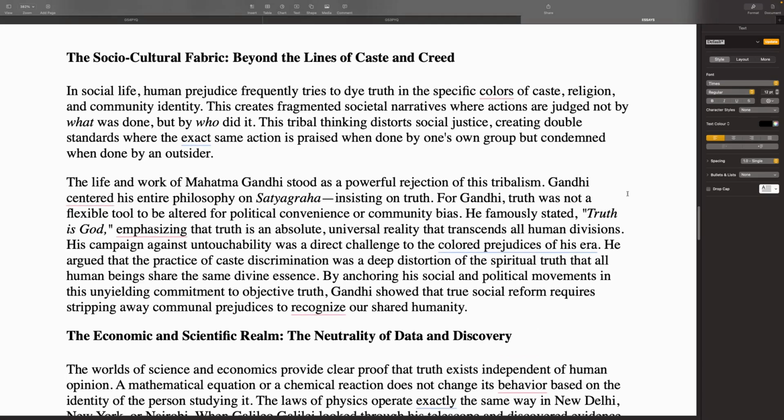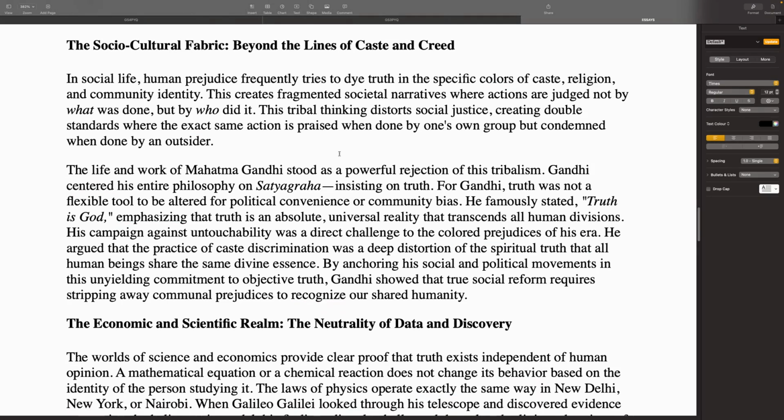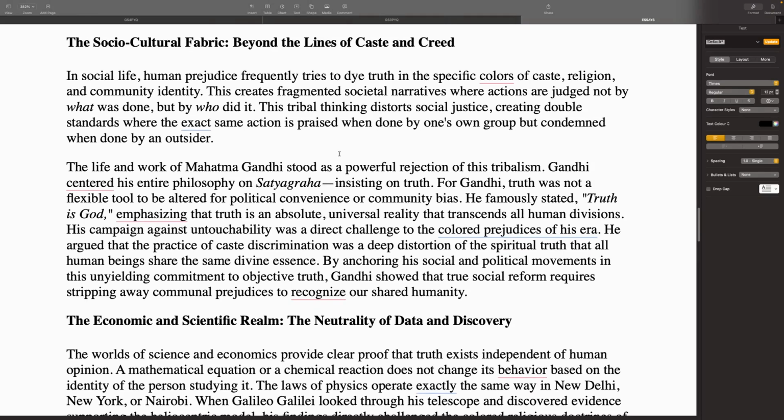The socio-cultural fabric: beyond the lines of caste and creed. In social life, human prejudice frequently tries to dye truth in specific colors of caste, religion, and community identity. This creates fragmented societal narratives where actions are judged not by what was done, but by who did it. This tribal thinking distorts social justice, creating double standards where the exact same action is praised when done by one's own group, but condemned when done by an outsider.